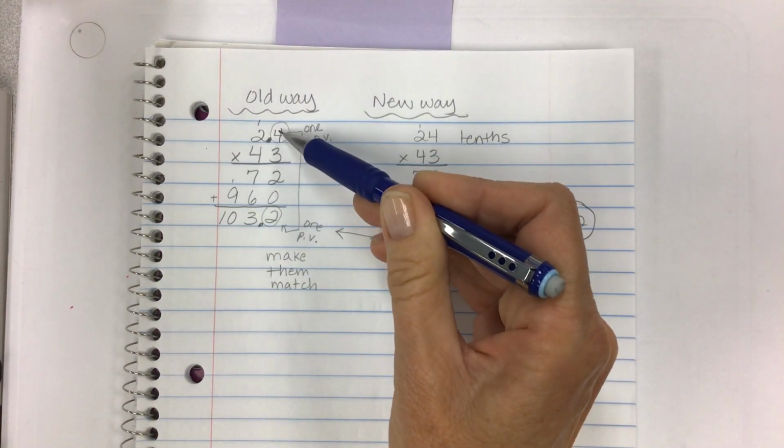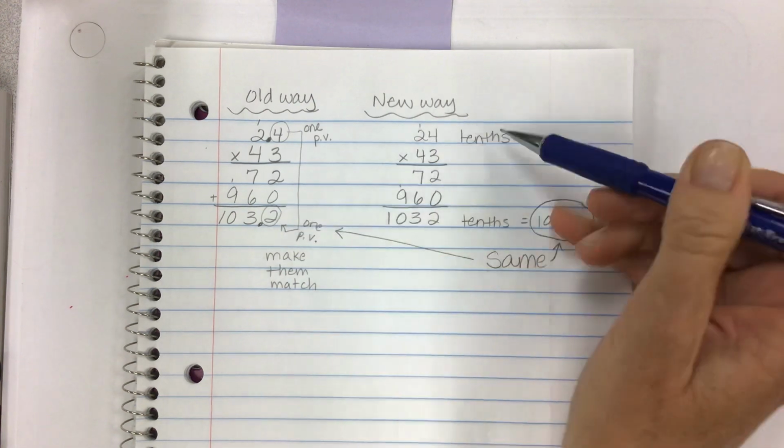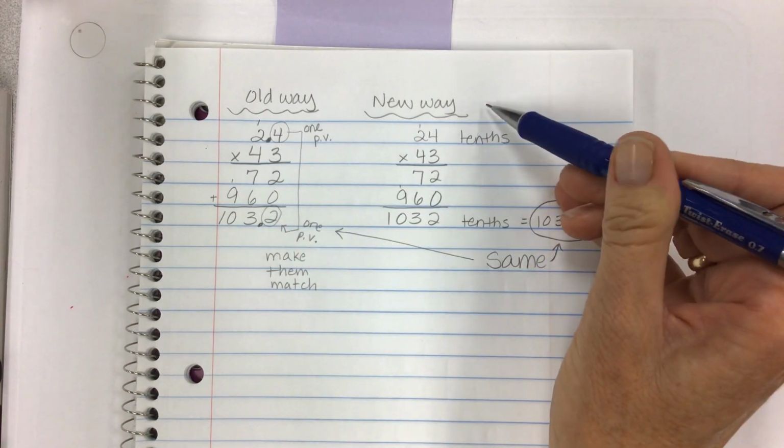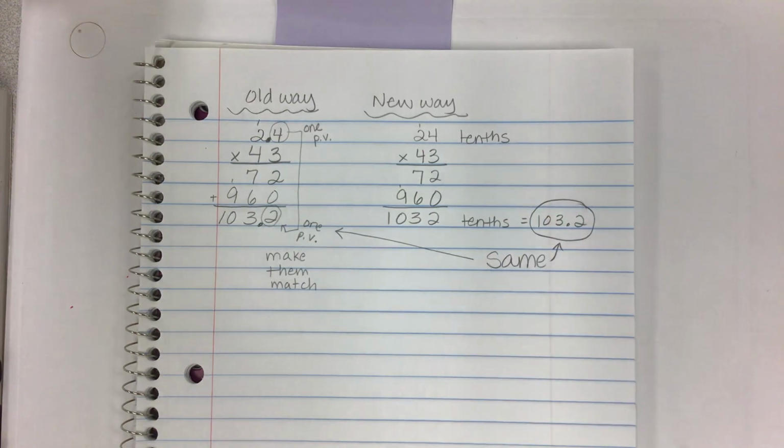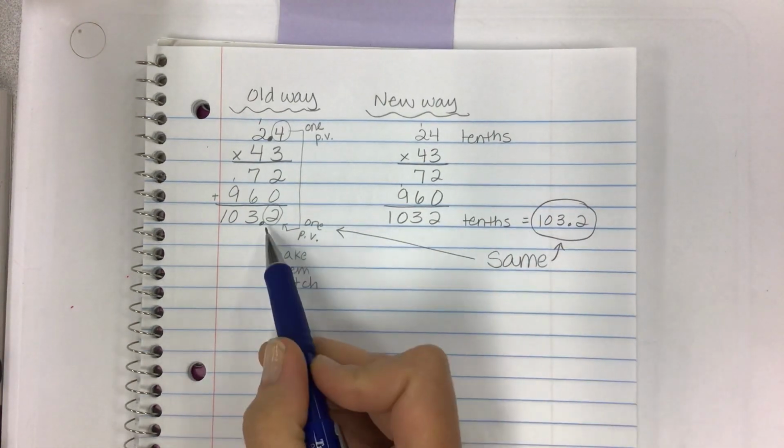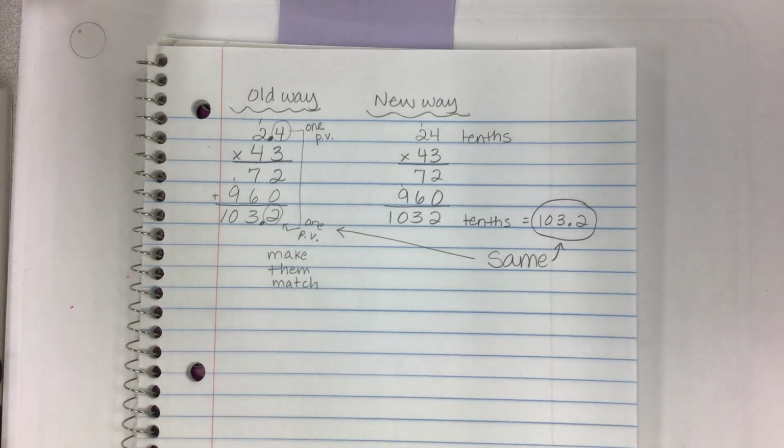How many decimal places do you have up here? Make it match. Why? Because you can change it to unit form and multiply by 10 and divide by 10 and do all that stuff. I'm going to get the same answer either way. So, with that said, math is so fun.